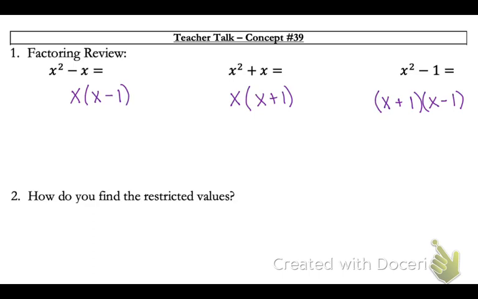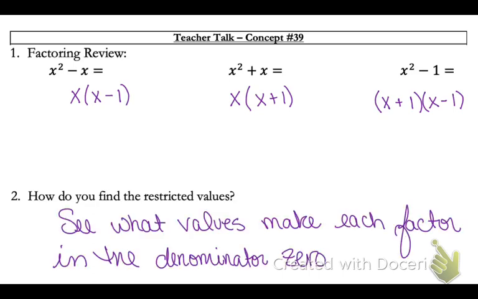And then lastly, how do you find the restricted values? You're going to have restricted values if you have x in the denominator. So anytime you have x in the denominator, you'll have a restricted value. You'll set those factors equal to 0. Whatever would make a factor in the denominator 0, that's going to be your restrictions.